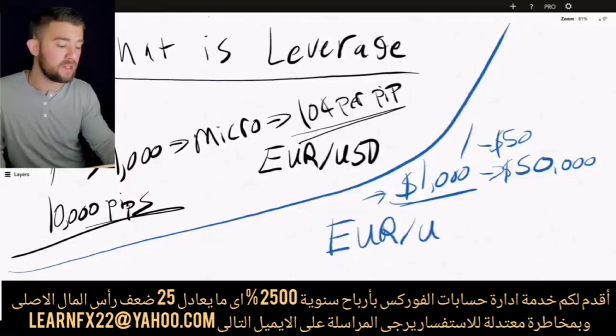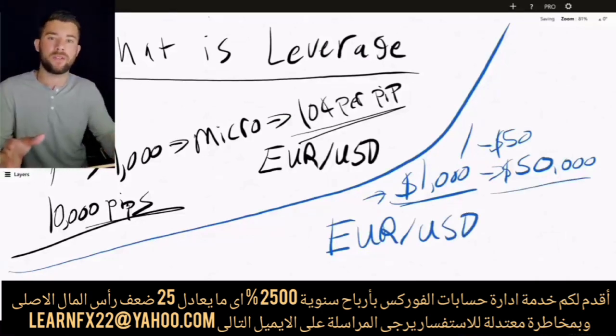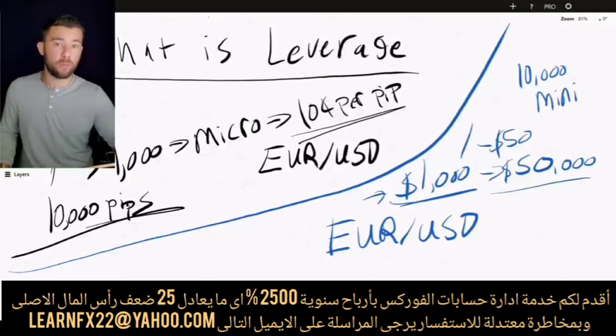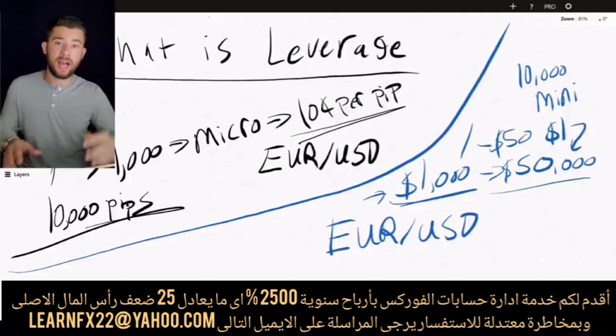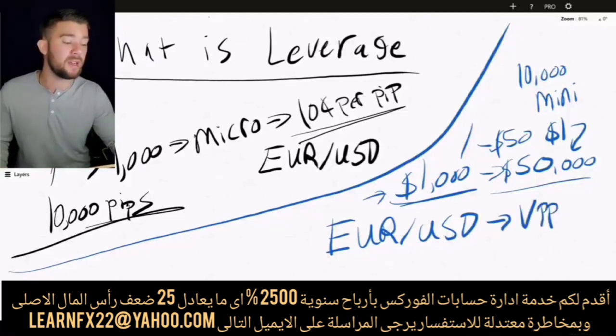And with this euro USD trade, you have spent your full 50,000 units. What is 50,000 units? Remember, 10,000 units is a mini lot, and a mini lot has a value per pip of $1. So if we have 5 mini lots, how much is our value per pip on this trade? Our value per pip, which we're going to label with VPP, on our euro dollar trade is $5.